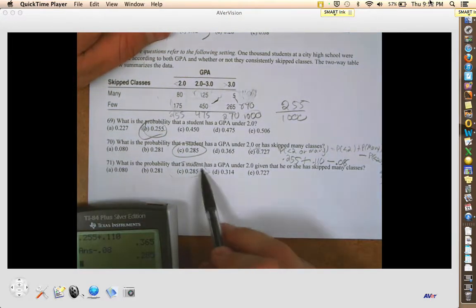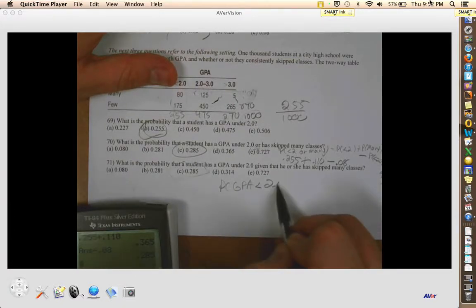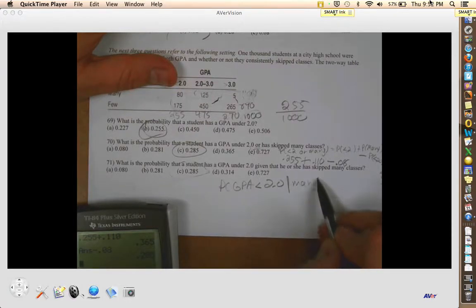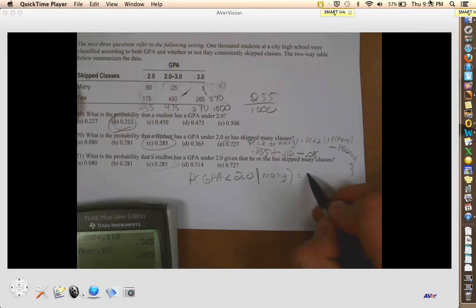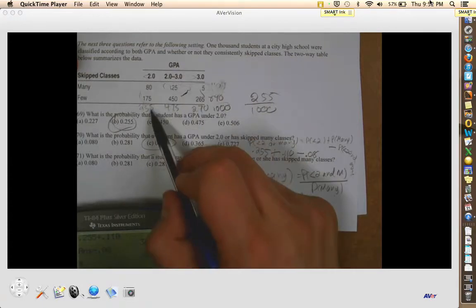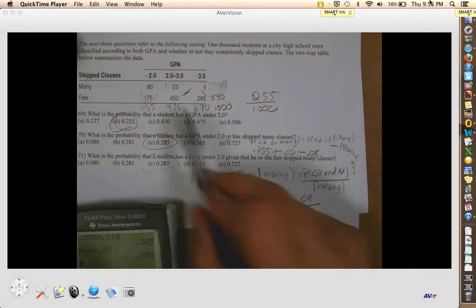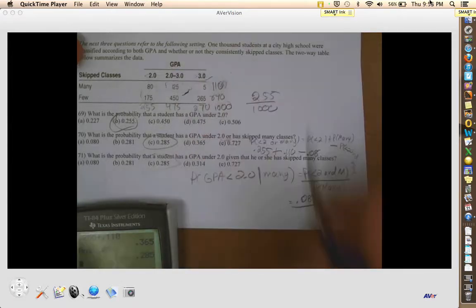Last one on the page. What is the probability that a student has a GPA under 2 given they've skipped many classes? So now what we need is our good old probability of under 2 and many divided by whatever's after that conditional. Well, the probability of under 2 and many is 0.08. Or you could just do 80 really, divided by the probability of many, which is 0.110.